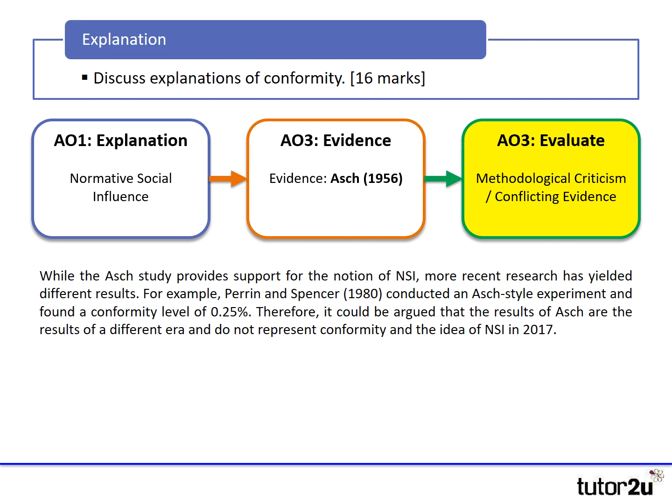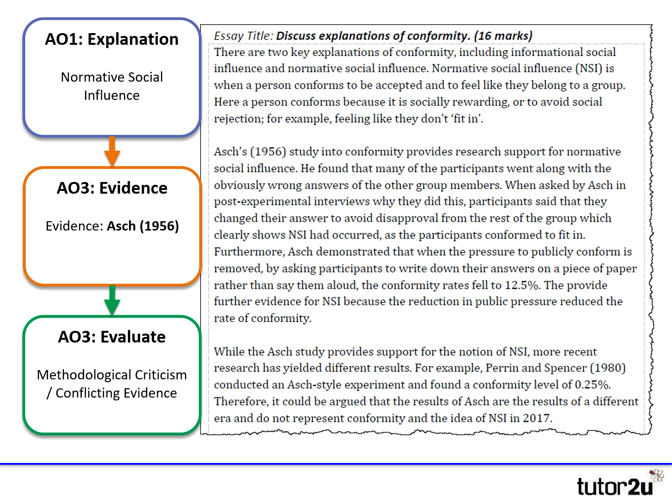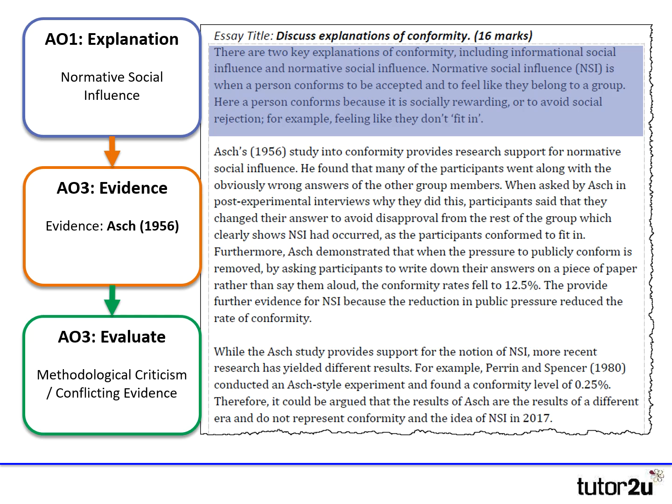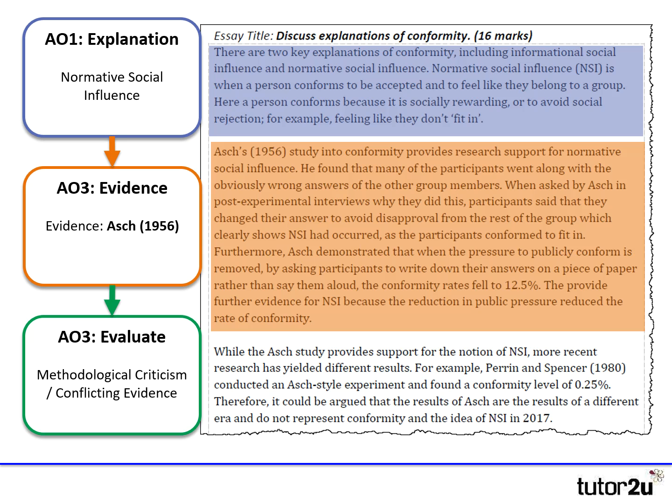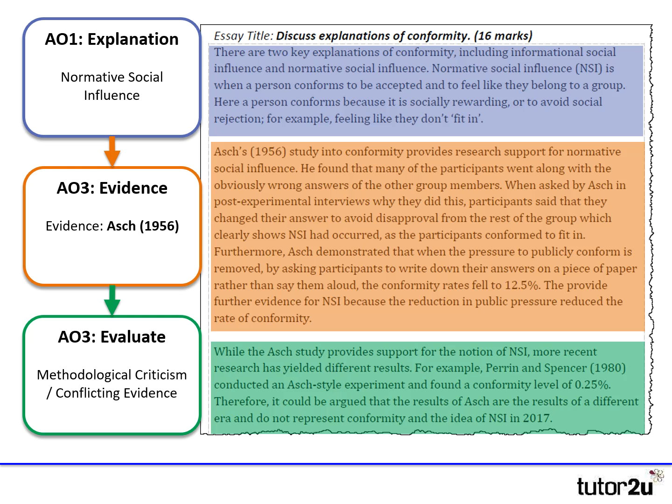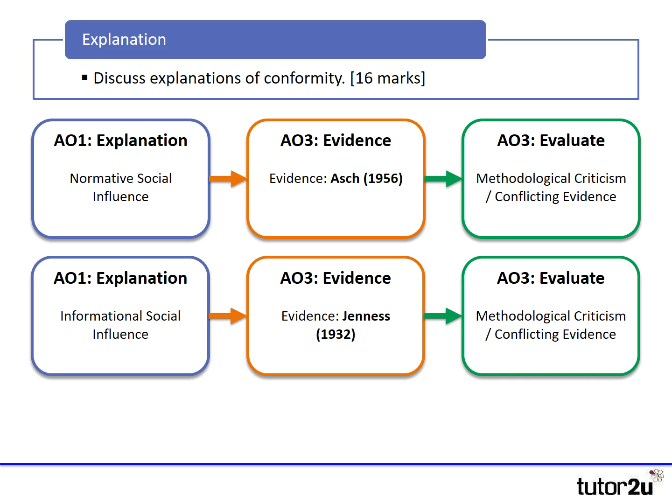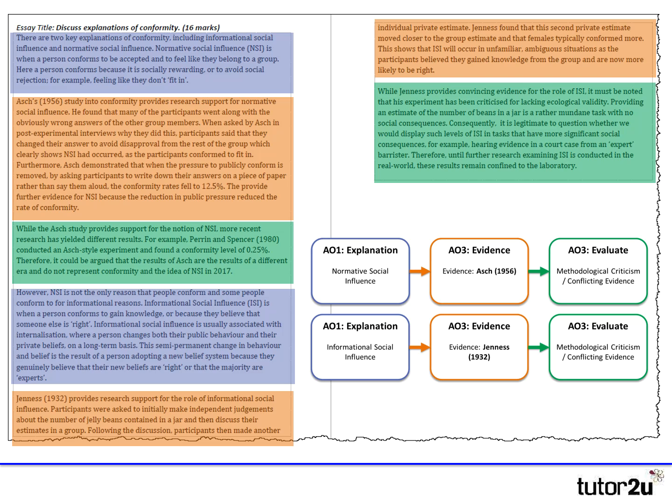Now, just so you can see what all that looks like on the screen, I've just shifted it the other direction around there. We've got our explanation at the top, which is our knowledge, part of our evaluation, which is our evidence of Asch, and our further evaluation, as it were, which is our criticism of Asch as support, okay? Essentially, you would then repeat that. You do that a second time round. You talk about informational social influence, you bring in evidence from Jenness, and then you would critique Jenness, okay? I'm not going to talk you through the second example, but just so you can see it on screen here.